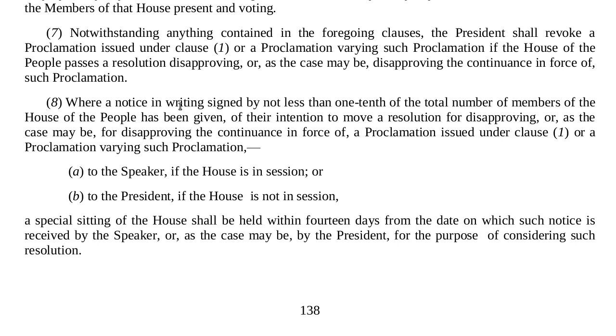8. Where a notice in writing signed by not less than one-third of the total number of members of the House of the People has been given of their intention to move a resolution for disapproving, or as the case may be, for disapproving the continuance in force of, a proclamation issued under clause 1 or a proclamation varying such proclamation, (a) to the Speaker if the House is in session, or (b) to the President if the House is not in session, a special sitting of the House shall be held within 14 days from the date on which such notice is received by the Speaker, or as the case may be, by the President, for the purpose of considering such resolution.